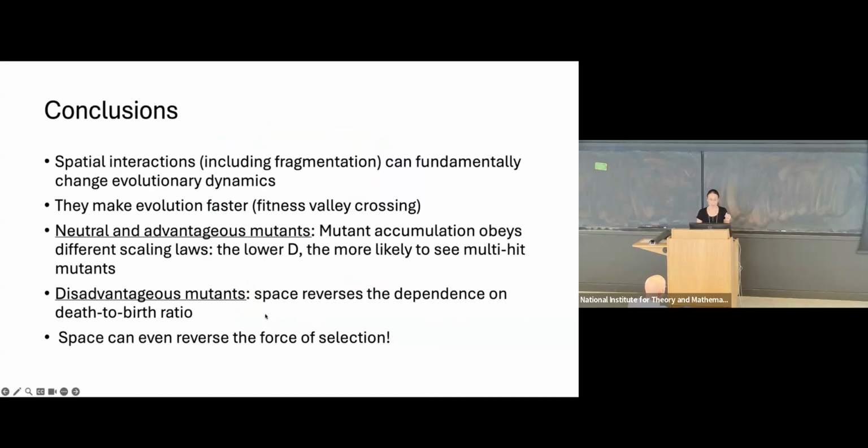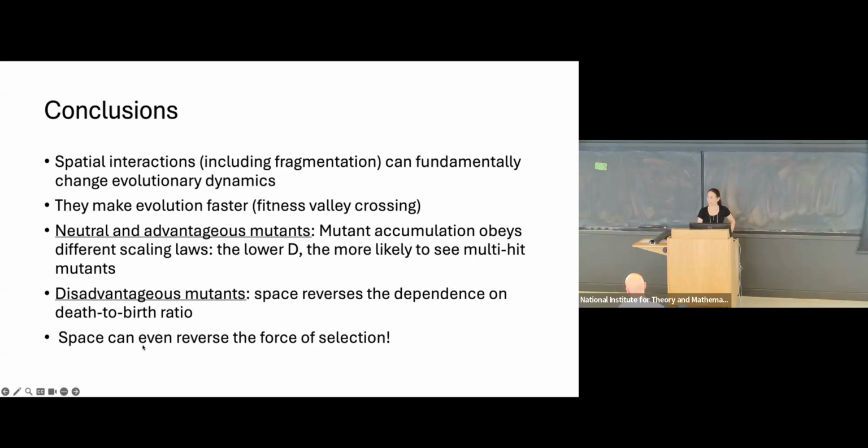So here are my conclusions of the whole talk. I hope I convinced you that spatial interactions, including fragmentation, can fundamentally change evolution dynamics. First, they make evolution faster. That's the first result. Fitness valley crossing goes faster. For neutral advantageous mutants, mutant accumulation obeys different scaling laws in space. The lower the dimension, the more likely we are to see multi-hit mutants. For disadvantageous mutants, space reverses the dependence on death-to-birth ratio.